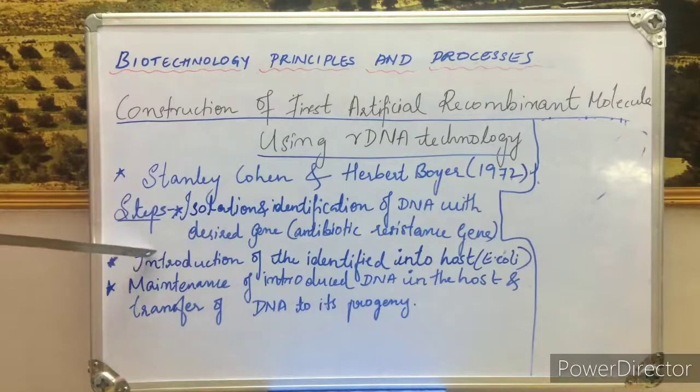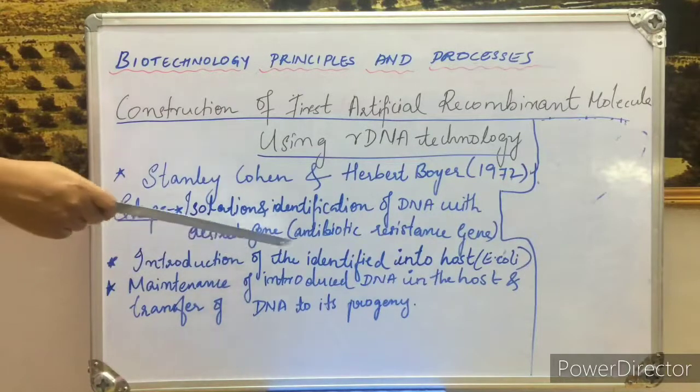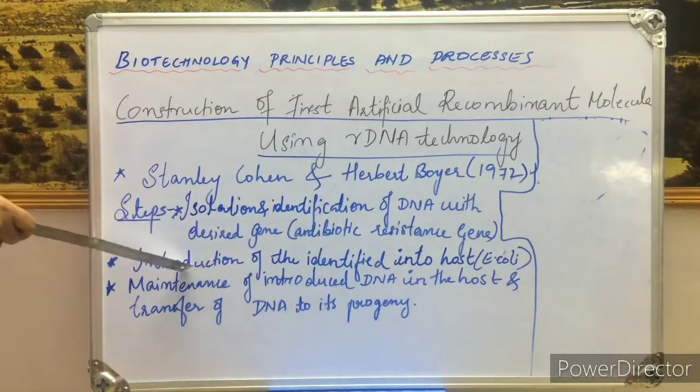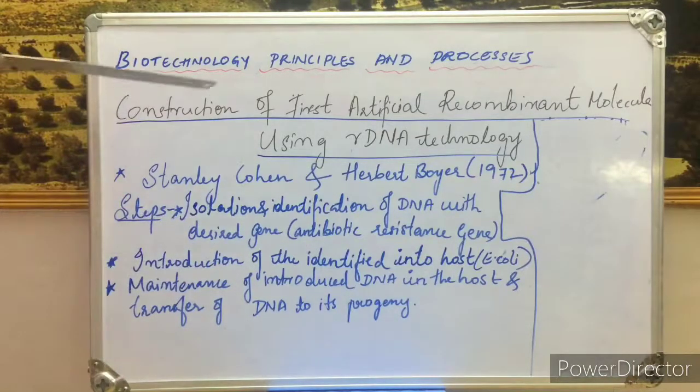The second step is introduction of the identified gene into the host cell. Now, what is the construction of the recombinant molecule? You are going to join two different DNAs and multiply the number of copies of the DNA. If you are just isolating the gene of interest, that is not recombinant DNA, right? What is recombinant DNA? It must be linked with the vector DNA, right? So the second step is introduction of the identified gene into the host cell.